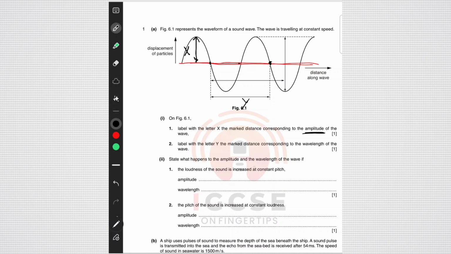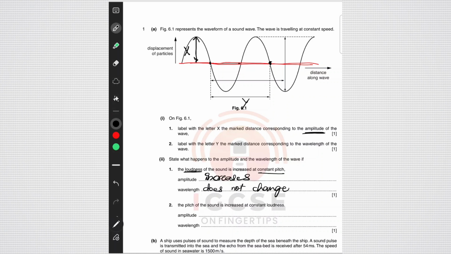State what happens to amplitude and wavelength of the wave if loudness of the sound is increased with constant pitch. Frequency is pitch, so if frequency does not change, wavelength also does not change, right? And if loudness increases, amplitude increases.